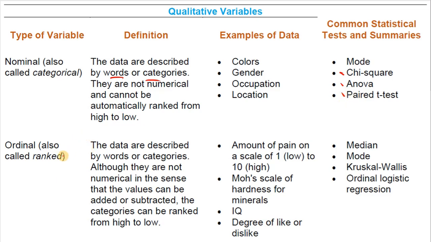Next, if you can rank them, just like our example of the fruit taste, these are called ordinals. So the data are described by words and categories as well. Although they are not numerical in the sense that the values can be added or subtracted, they just can be ranked from high to low. So the amount of pain.